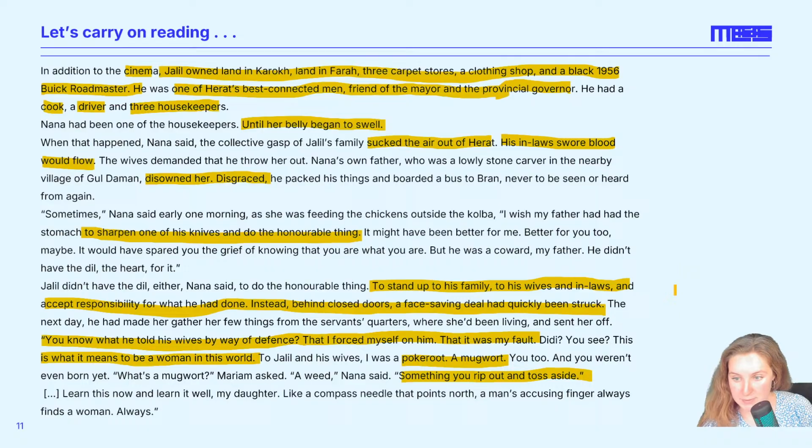The gasp sucked the air out of Herat, so it's literally stifling the reaction. Yes, Jalil is hypocritical. He preaches love. He says, "You're my little flower," but look at how he treats Nana and Mariam, the mother of his child. Euphemistic language about abortion and sexual assault because this is almost told through a child's eyes.